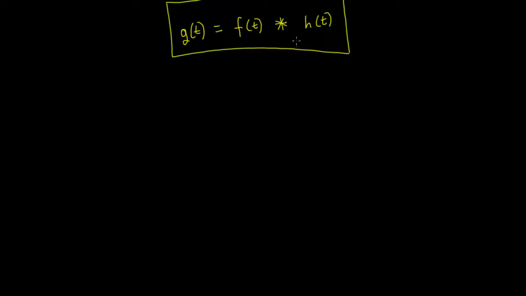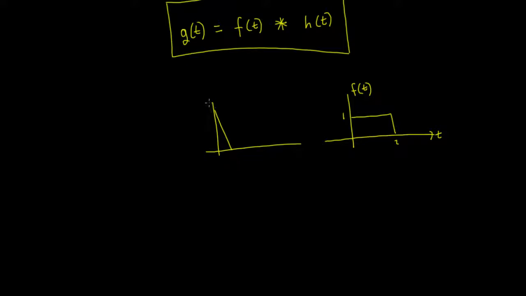So let's imagine we've got a function f of t, and let's say f of t is a square wave. It's length 2, height 1, that's t, this is f of t. And let's say h of t is a triangular wave. So let's say h of t looks like that, with a base of 1 and a height of 2.